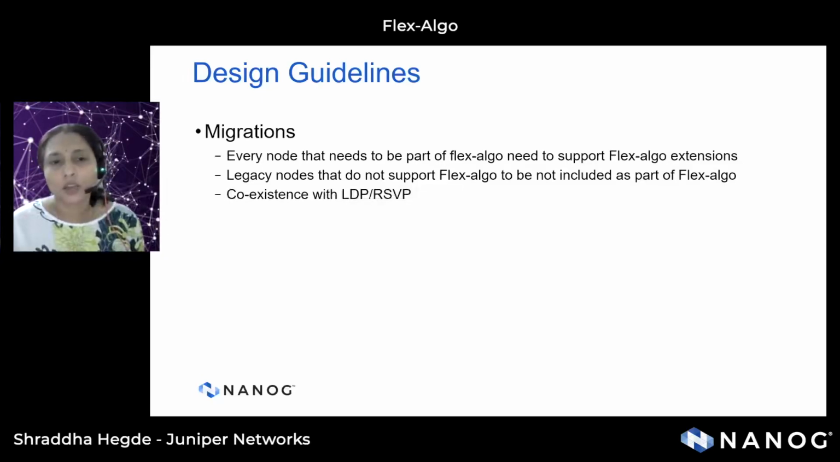And FlexAlgo can coexist with LDP and RSVP. So if you have a network that has LDP and RSVP deployed, you can go ahead and upgrade your routers and then enable FlexAlgo. And for some traffic, you can start using FlexAlgo because FlexAlgo uses different labels, and those labels do not conflict with LDP and RSVP labels, so they can coexist without any problem.